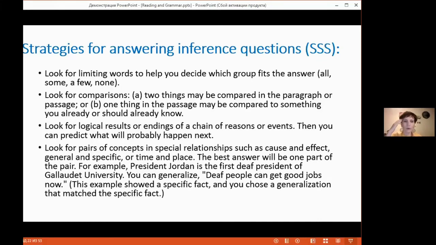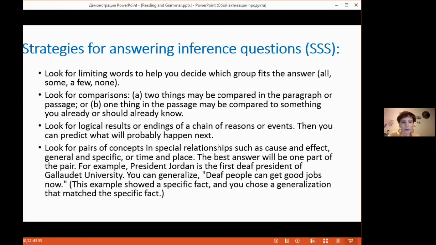You can look for limiting words that can help you to decide which group fits the answer. Is it about everybody, about all, about some people, about a few? You can also look for comparisons. If two things are compared in the passage, or maybe just one thing in the passage is compared to something you already know or should know. You can look for logical results or endings of a chain of reasons or events. And if you understand this chain of events and reasons, you can predict the probable next result.